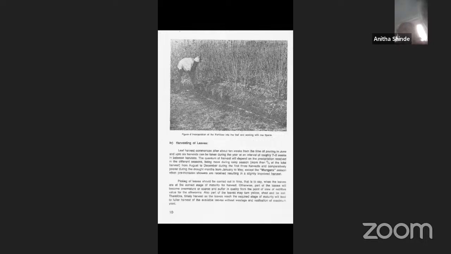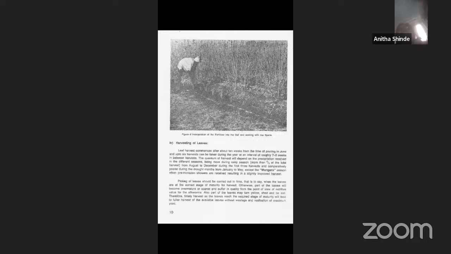The next is harvesting of the leaves. So how to harvest the leaves? Harvesting of the leaves is nothing but cutting down the leaves. Once they have attained full growth, or once the mulberry plantation has attained its full length, then you can go for harvesting of the leaves. Leaf harvest usually commences about 10 weeks from the time of pruning in June, and up to 6 harvests can be taken during the year at an interval of 7 to 8 weeks between harvests.